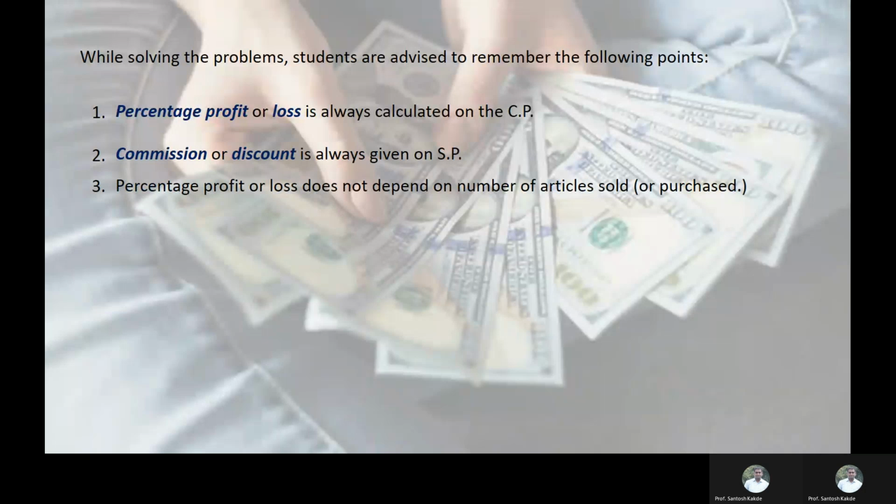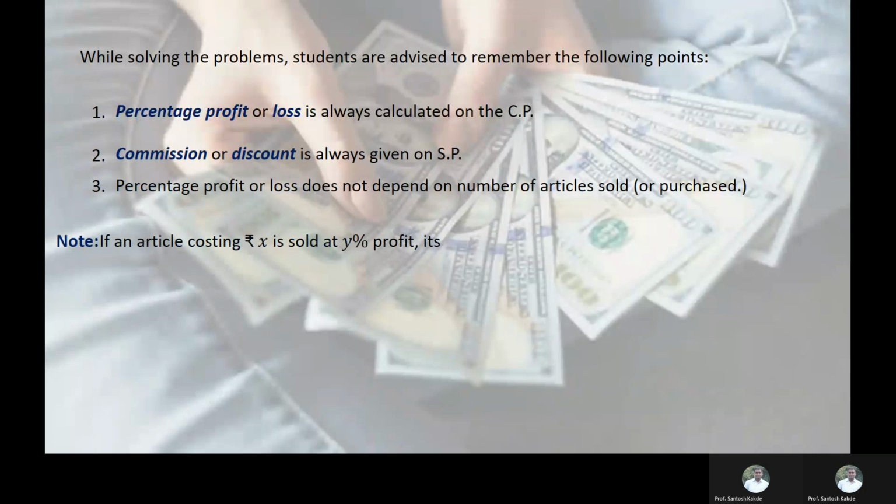Next one, percentage profit or loss does not depend on the number of articles sold. Remember this one. Percentage profit or loss does not depend on the number of articles sold. Whatever articles, how many articles you have sold, the percentage profit or loss does not depend on it. Similarly, in a purchase case, it does not depend on the number of articles purchased or sold.